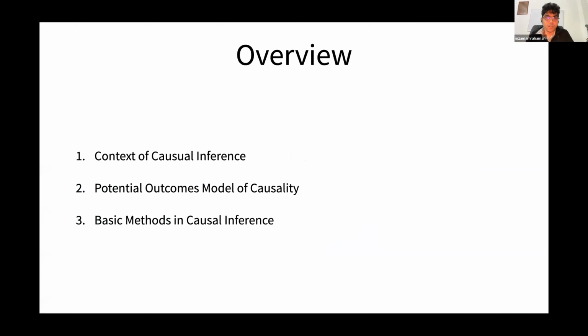Okay, so just an overview. I'm going to give an overview of causal inference, like what I mean by causal inference, what is causality, stuff like that. Then I'm going to go over the Rubin causal model, also called the potential outcomes model of causality, and describe some of the important ideas there. Then in part 3, I'm going to discuss how these ideas come to the fore in terms of actually trying to perform causal inference on observational data.